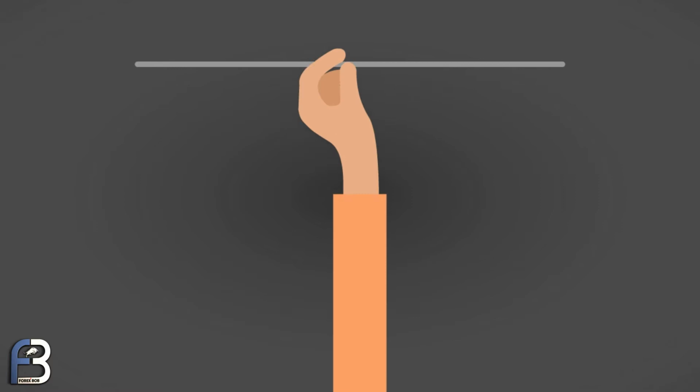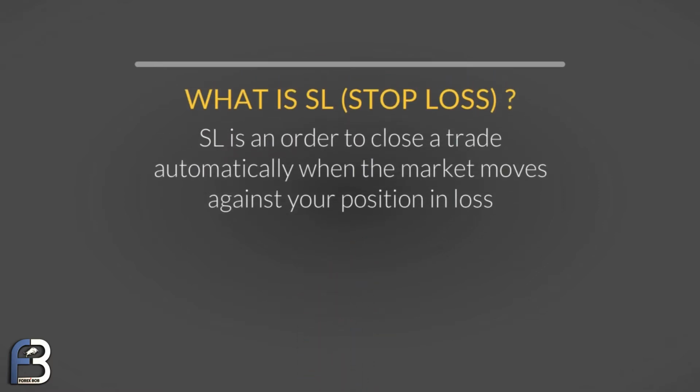Next we will talk about what is SL, or stop loss. SL is an order to close a trade automatically when the market moves against your position in loss. This means if our running position suddenly goes into loss, and we have already put a limit value on the loss as per our risk appetite, then when the market reaches that value the trade will close automatically, and we will be able to limit our losses.